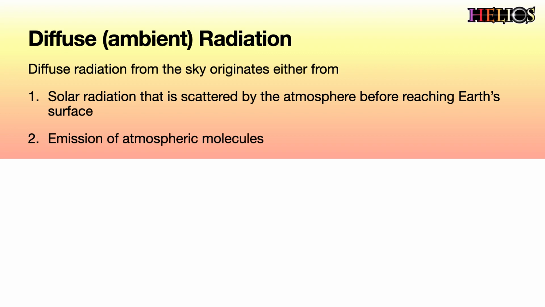We can also get an ambient or diffuse flux in the long wave due to emission from atmospheric molecules. So if we're not in the solar wavelength range, but we're in the thermal infrared range, we'll also have some diffuse radiation that emanates from the sky.